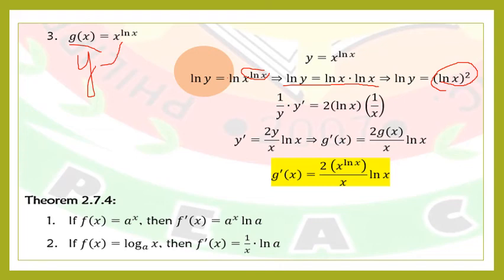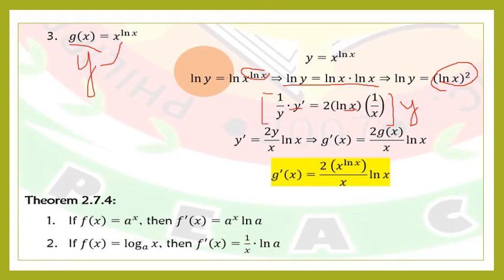The derivative of ln of y is 1 over y. Since we differentiated with respect to the variable y, we add y prime. On the right side, the derivative of ln of x quantity squared is 2 times the ln of x times the derivative of ln of x, which is 1 over x. It's the chain rule, class. So we multiply both sides by y, and we are left with y prime equal to 2y over x, because we multiplied both sides by y.